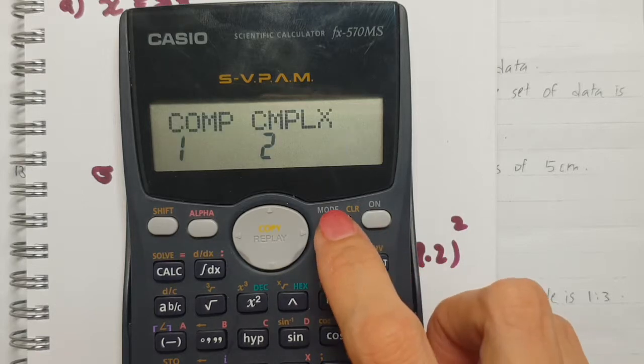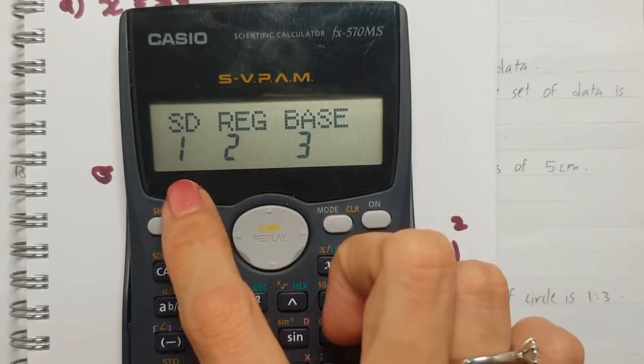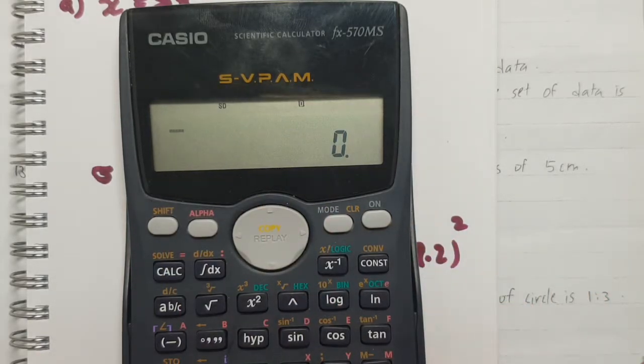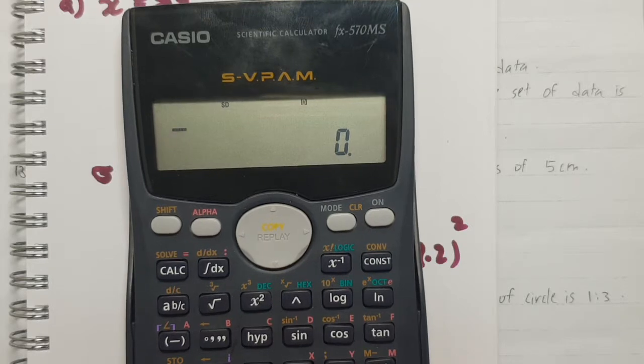Then we go to mode. We go to SD. That is to calculate the data. So key in the data like 3. Since each data only appears once, we can just straight away key in 3 and then n plus. Then the next one, you see n equals 1, that means we just key in 1 data. So 6, then n plus. Okay, so now we have 2 data in our memory.